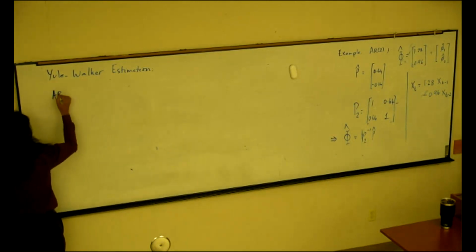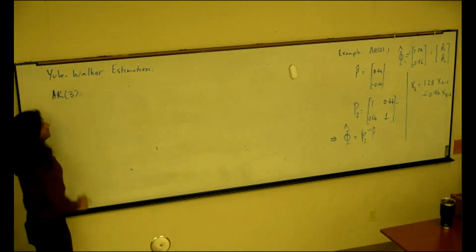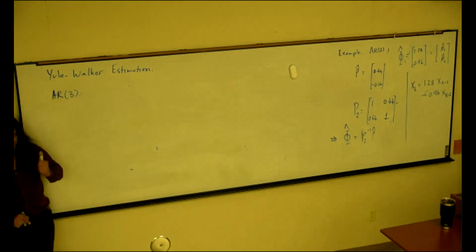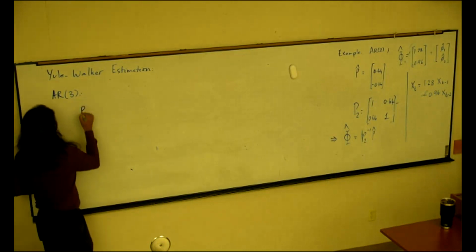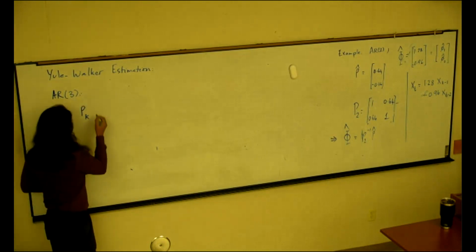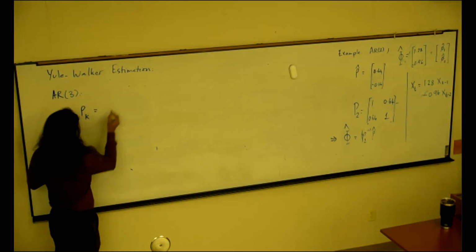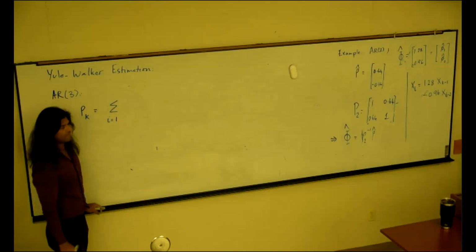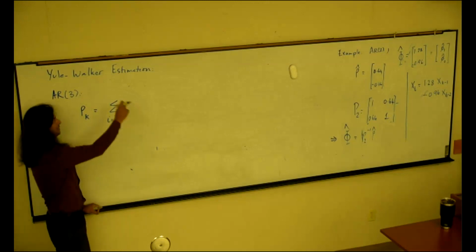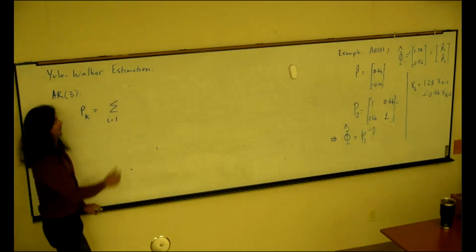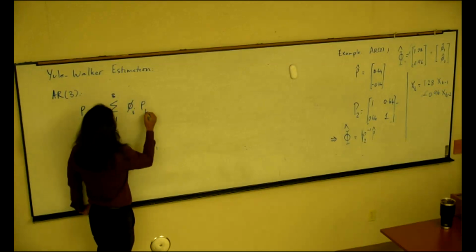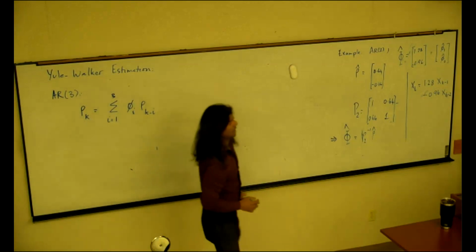How does the basis transform to an AR3? Again, it's K. It is going to start with rho K. Rho K is the sum, i equals 1 to what is the maximum value? 3. Phi i and rho K minus i.